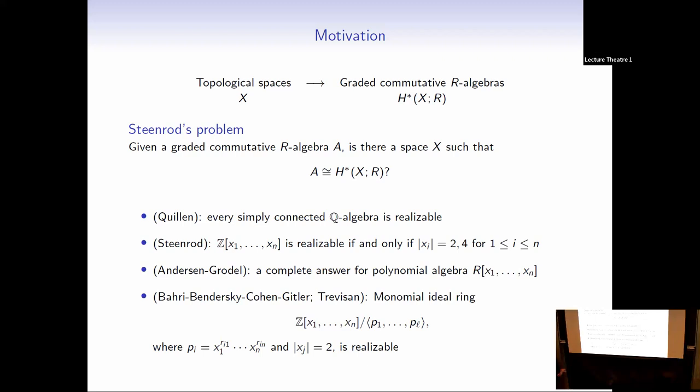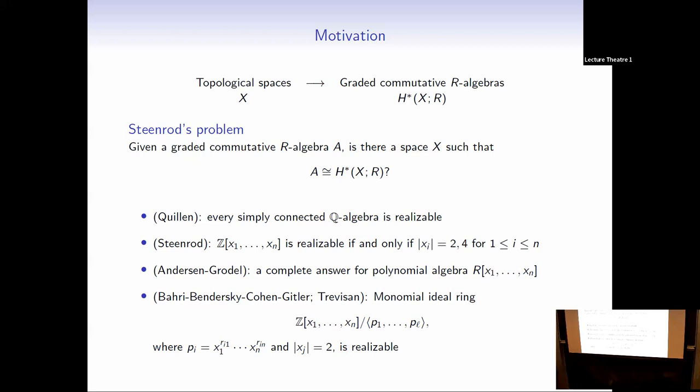So Steenrod's problem asks about the converse. If I give you a commutative graded R-algebra A, can you find a space such that its cohomology ring is isomorphic to A? This is a hard problem. The simplest case is where the coefficient ring R is the rational numbers Q. In his famous paper, Rational Homotopy Theory, Quillen wrote that one of his motivations was to try to solve this realization problem.